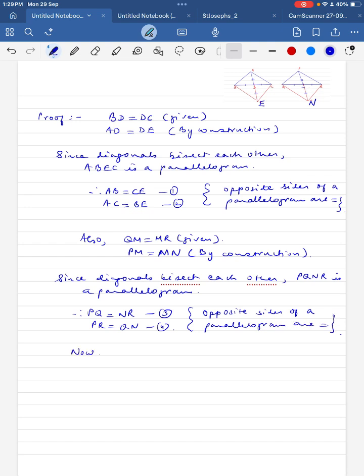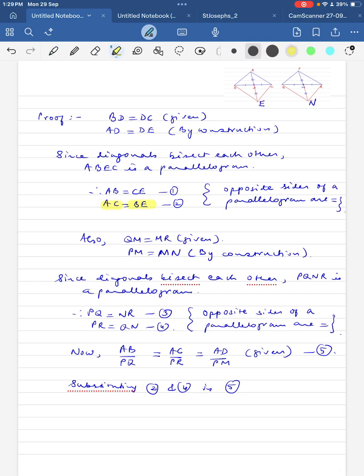Okay, now it's given in the question that AB by PQ is equal to AC by PR is equal to AD by PM. That's given in the question. Okay, so let me mark that as my fifth equation. Now let me substitute 2 and 4 in equation 5. Okay, so what is 2 and 4? In place of AC, I can replace with BE, and in place of PR, I can replace with QN.